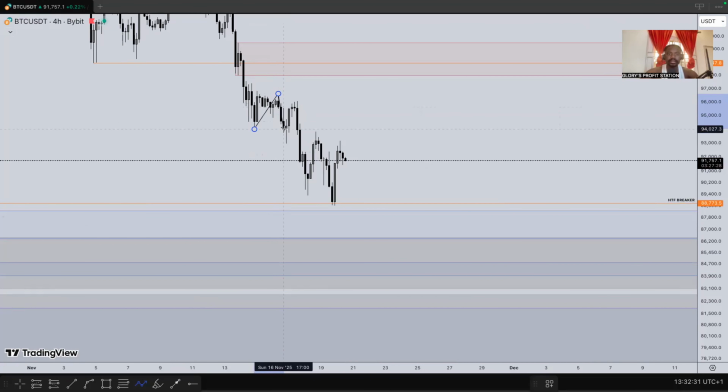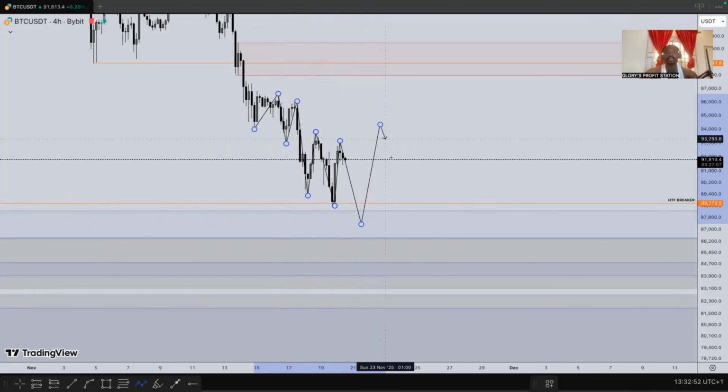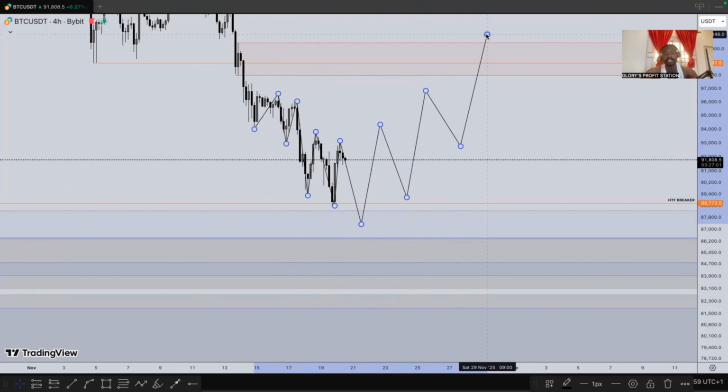Pullback, continuation, pullback, reacting from the break and retest level. Okay. New low created. This could be a pullback that brings the market all the way down here. Maybe we can now have that confirmation to take it all the way back up to the upside. Maybe. But this is what I'm expecting basically. Something that looks like this is what I'm expecting.